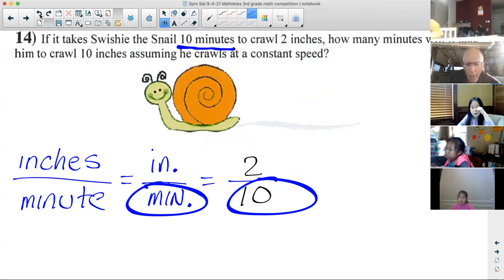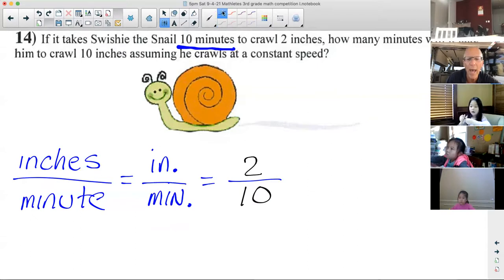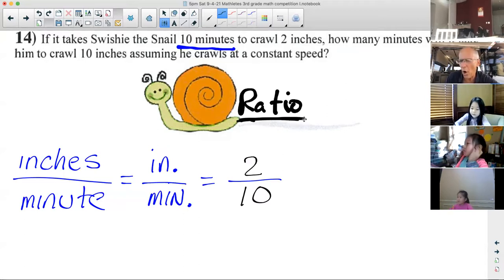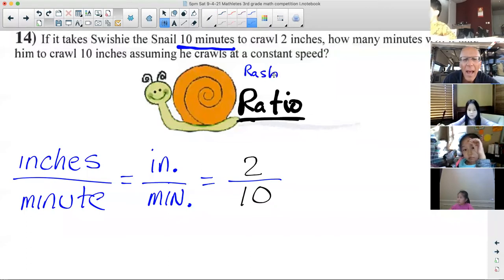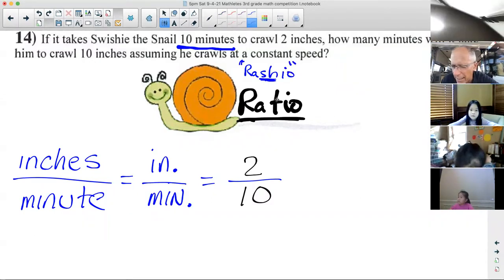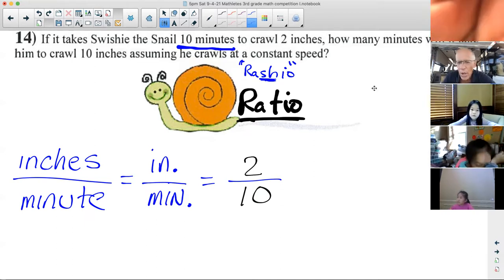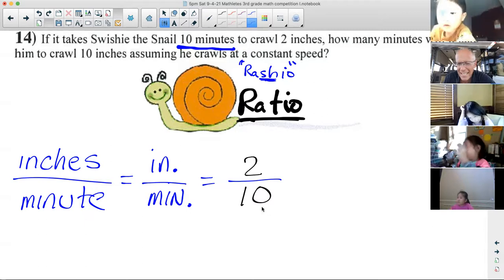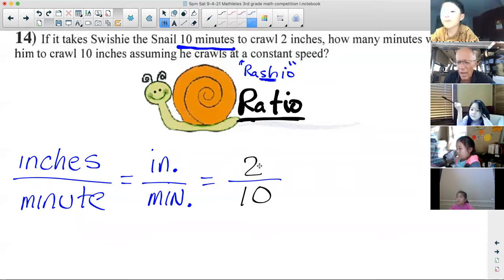So we start with what's called a ratio. Everybody say the word ratio. It's a very hard word because the T is not pronounced like a T. It's pronounced almost as if the word had an SH in it, but it doesn't. Now, the ratio of minutes to inches is 10 to 2, or inches per minute, 2 to 10.